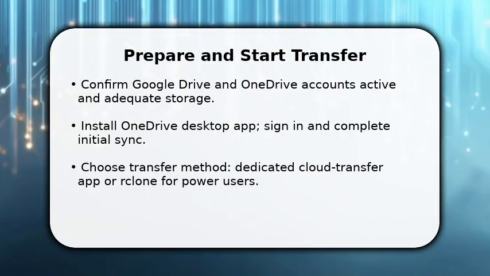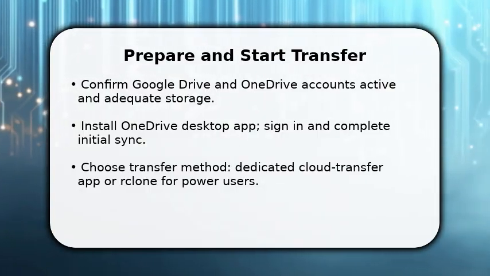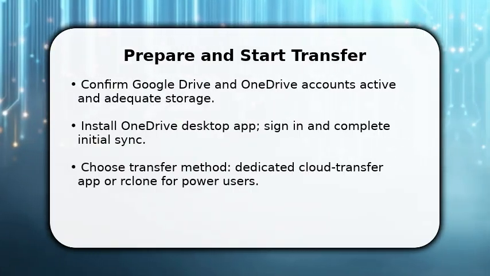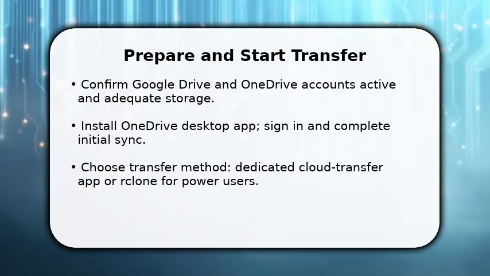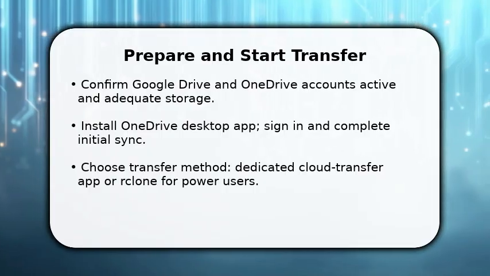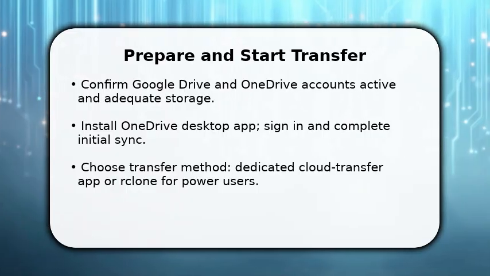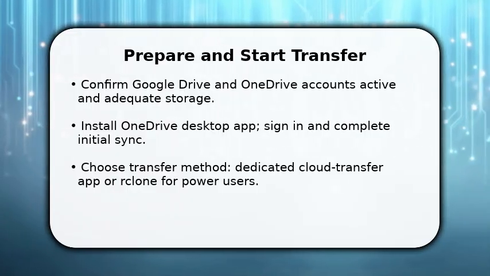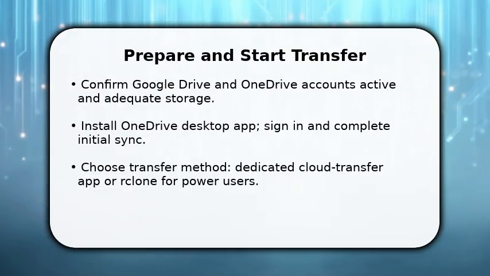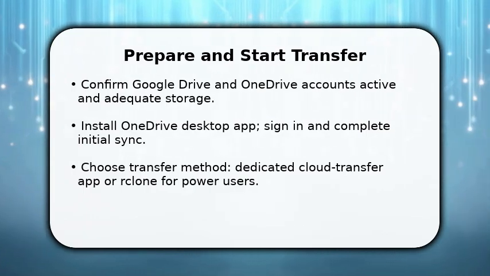You begin by authorizing both services so files can flow. Sign into OneDrive and finish its initial desktop setup because local sync simplifies conflicts. Next, sign into Google Drive in the same browser or grant API access in your transfer app. Once done, connect both accounts inside the Cloud Transfer tool or configure rClone with OAuth credentials. This step gets credentials and cursors ready, so the actual file movement will run reliably without manual downloading.